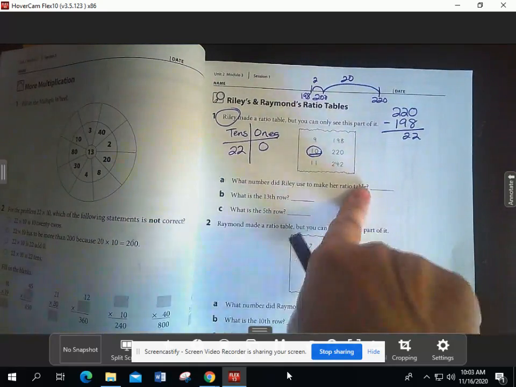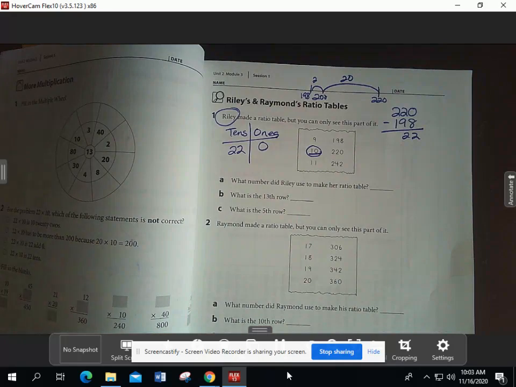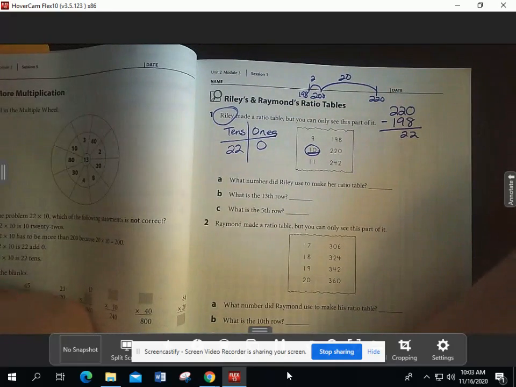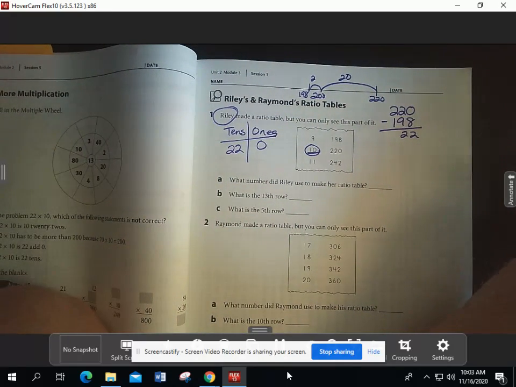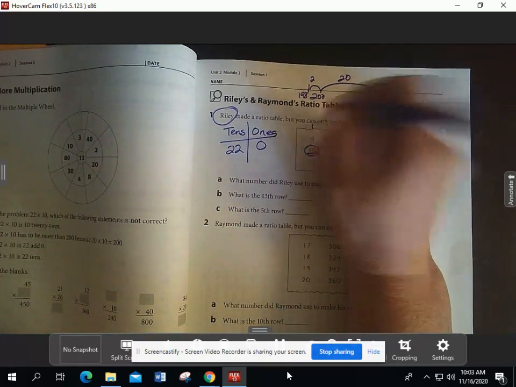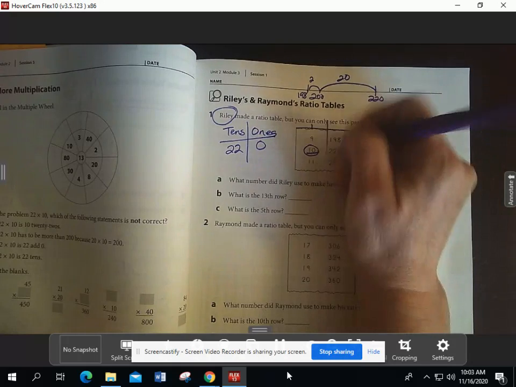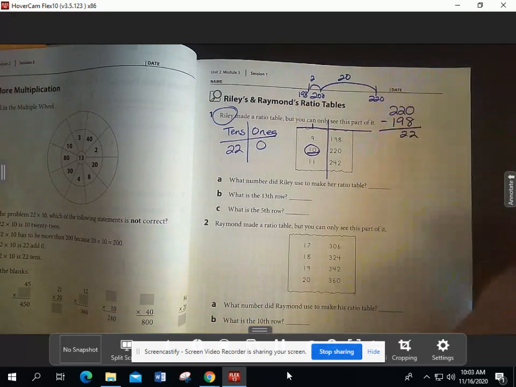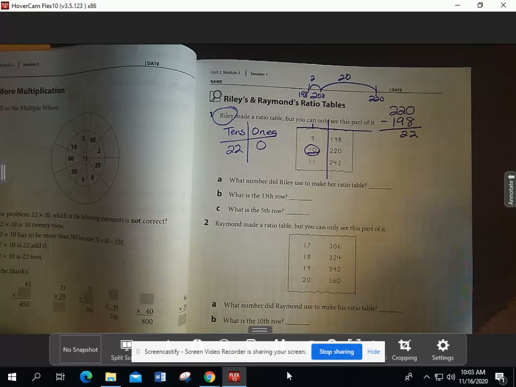So what did Riley use to make her table? Letter A is what number? Raise your hand. Letter A is what number? If we had the 1 way up on top, if this was a 1, what number goes right here? We have crickets.